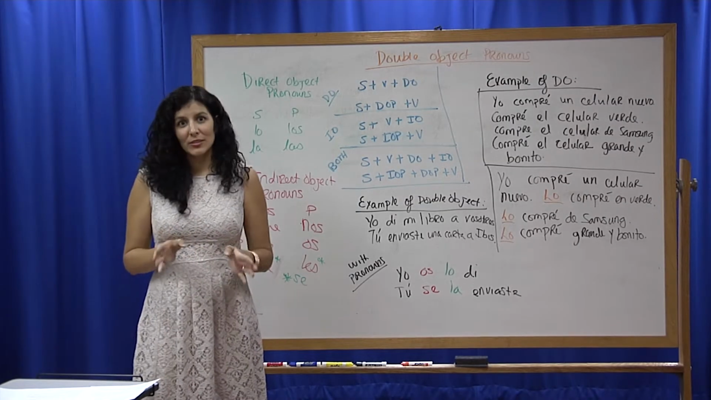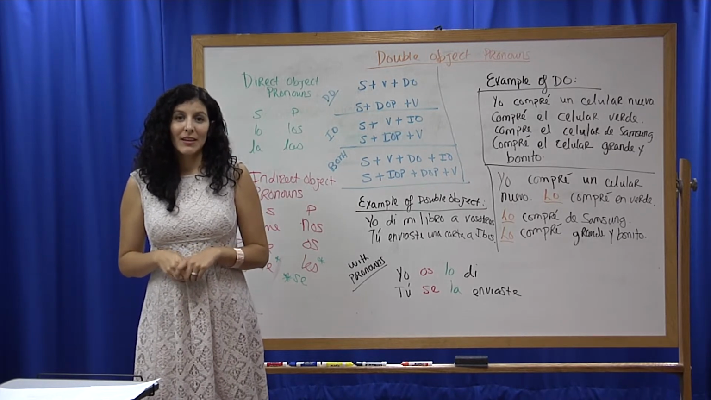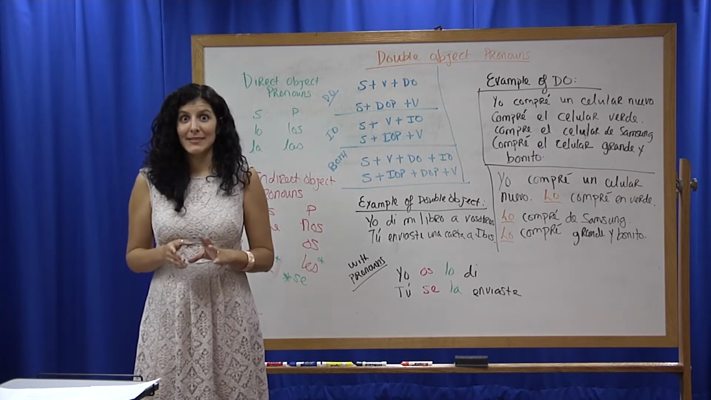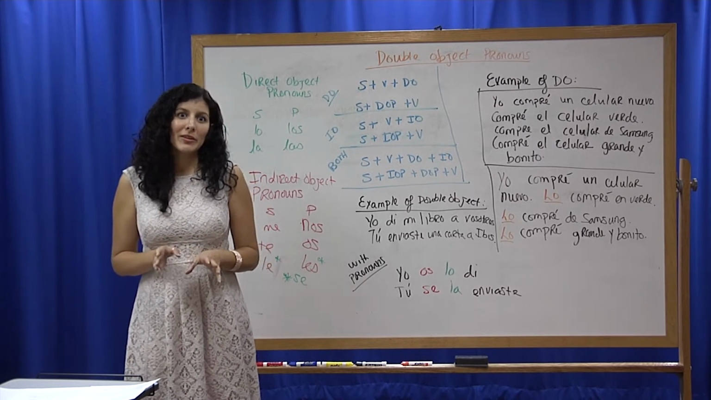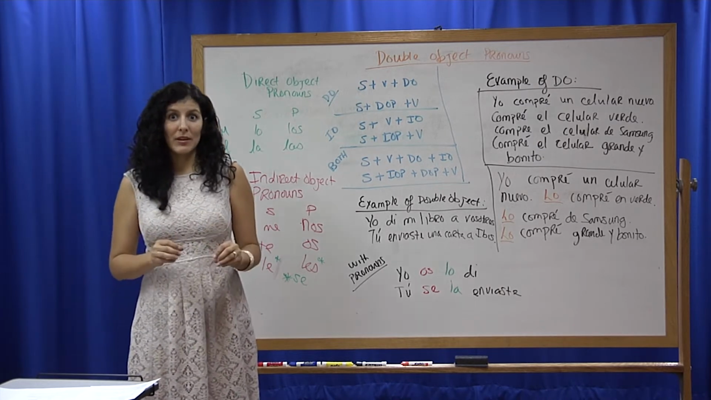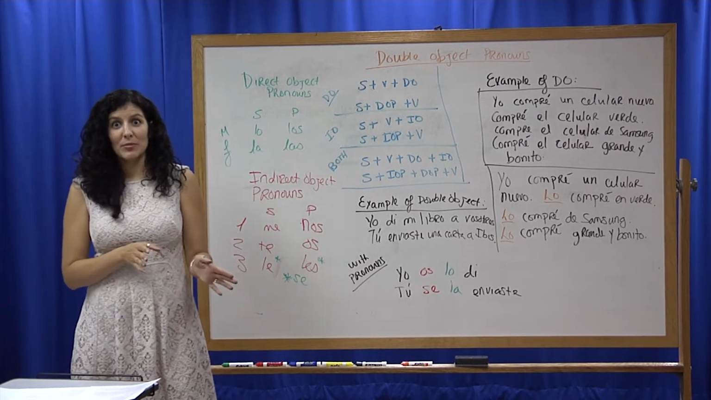Okay, as we already learned in class, we learned how to do direct object pronouns. That is to say, if we want to replace a noun and use a pronoun instead. Today, the object of our video is going to be to discuss how to do double object pronouns. That is to say, how to use both direct and indirect object pronouns.